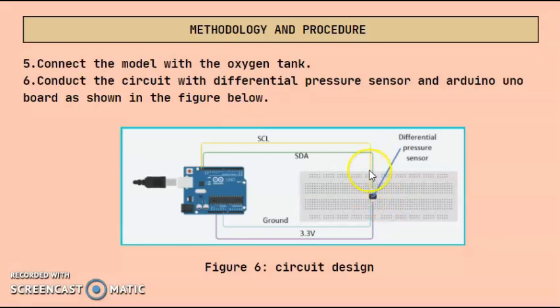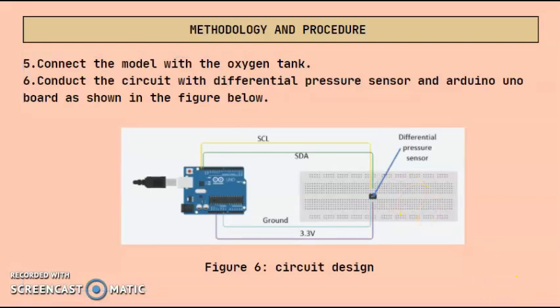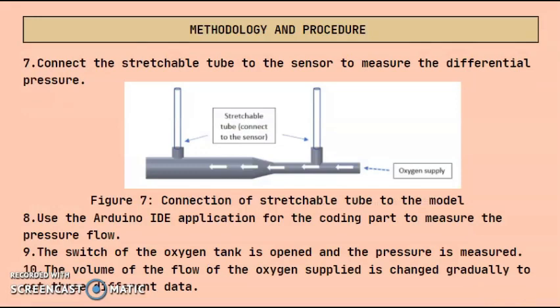And the fifth leg of the sensor will be connected to SDA, and the sixth leg of the sensor will be connected to the SCL with jumper wire. And then we connect the stretchable tube to the sensor to measure the differential pressure. And then we use the Arduino IDE application for the coding part, and then we measure the pressure flow by using a computer as a display.